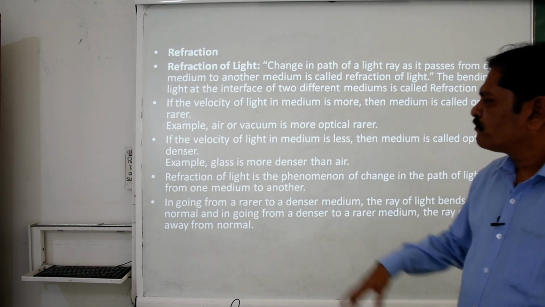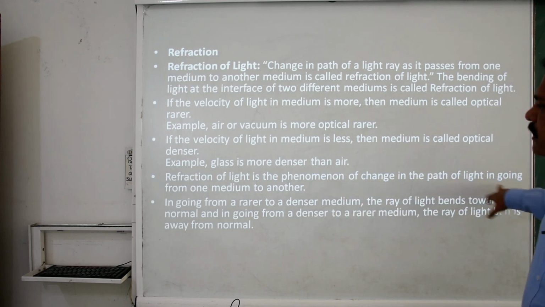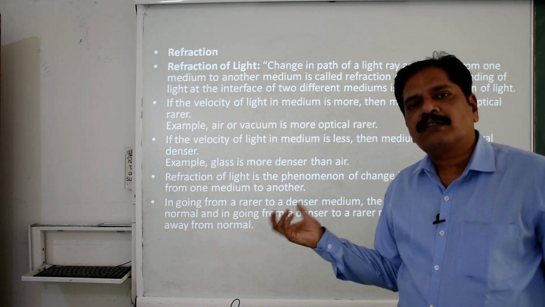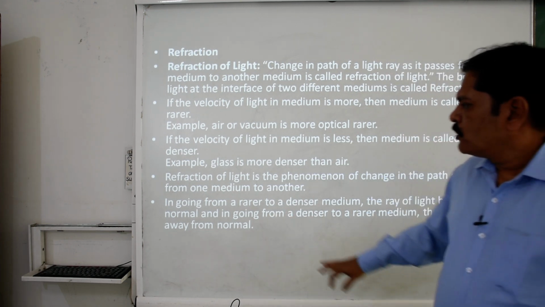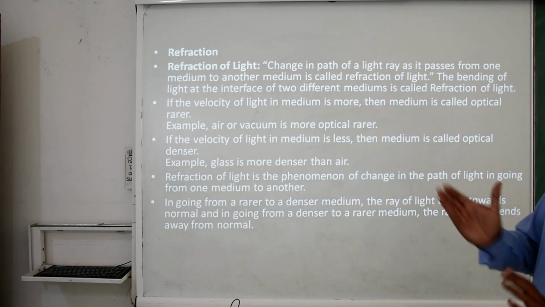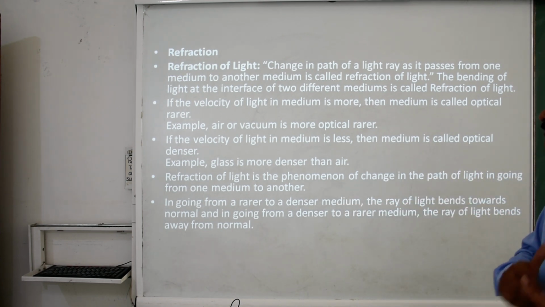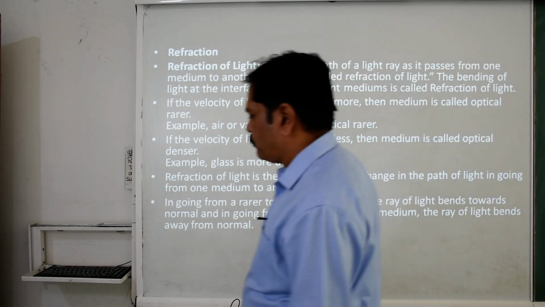Now refraction of light is the phenomenon of change in the path of light in going from one medium to another medium. One more way we can see it: in going from a rarer to a denser medium, the ray of light bends toward the normal, and in going from a denser to a rarer medium, the ray of light bends away from the normal.